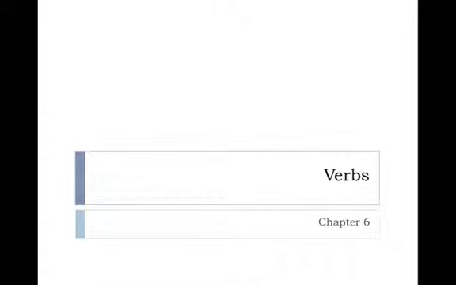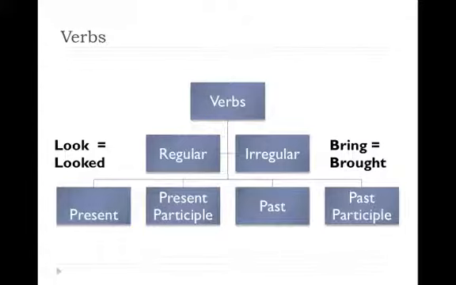Verbs, Chapter 6. There are two types of verbs, regular verbs and irregular verbs. We can tell the difference between regular and irregular verbs based on what they end in. Regular verbs have a past and past participle form. The past and past participle form of regular verbs are going to end in ed.